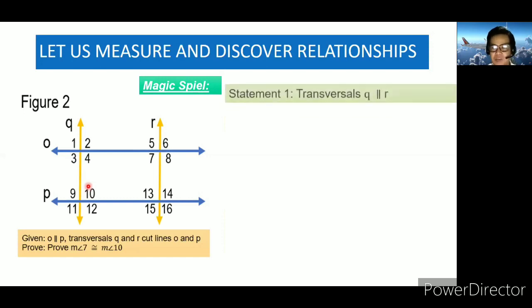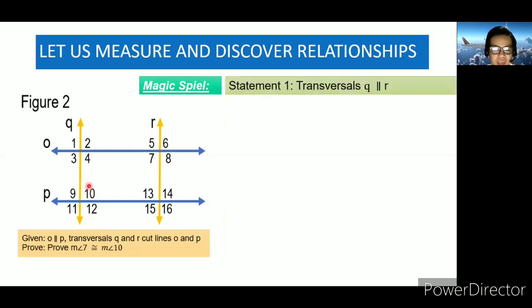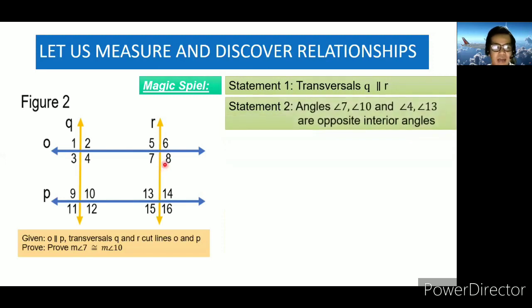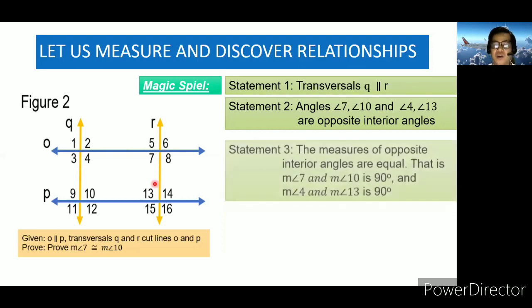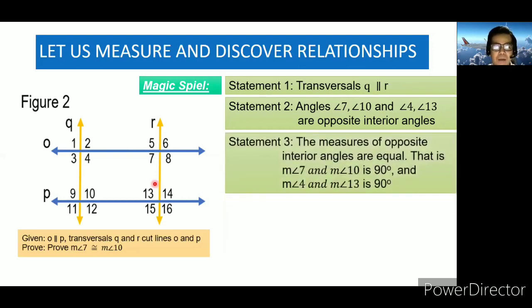So you can write your statement number 1 that transversal Q is parallel with R. For your statement number 2, angle 7, angle 10, and angle 4 and angle 13 are opposite interior angles. Also, you can write for your statement number 3 that the measures of opposite interior angles are equal. We can prove it by using your protractor. Let us use your protractor here.